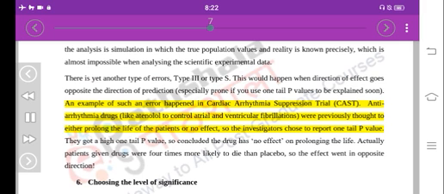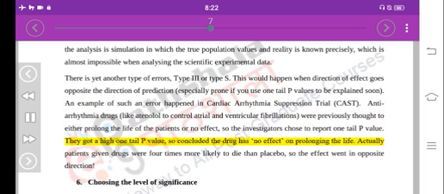Antiarrhythmia drugs like atenolol to control atrial and ventricular fibrillations were previously thought to either prolong the life of the patients or have no effect, so the investigators chose to report a one-tail p-value. They got a high one-tail p-value, so concluded the drug has no effect on prolonging life. Actually, patients given drugs were 4 times more likely to die than placebo, so the effect went in the opposite direction.